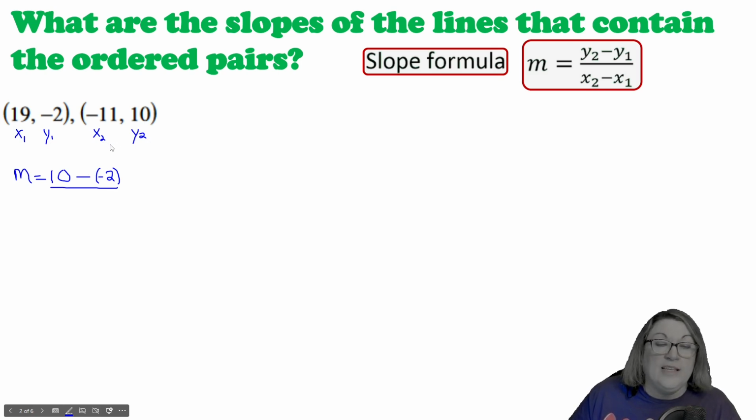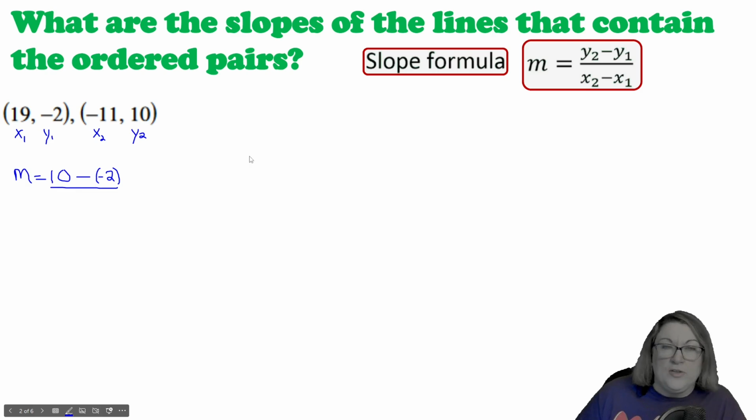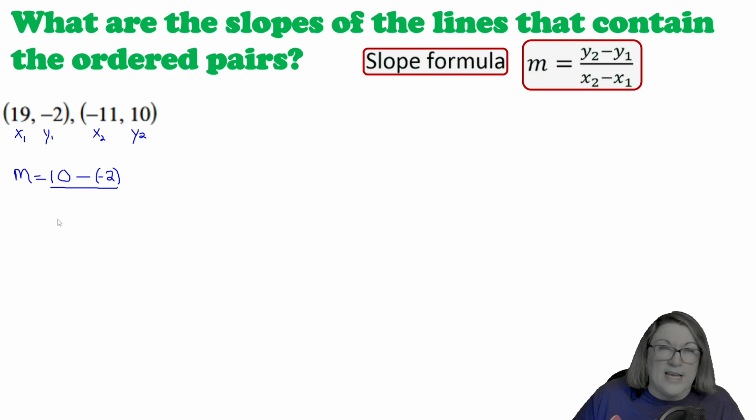Now we're going to do the same thing with our second x minus our first x. Next time I do this, maybe I'll do different colors for the y's and the x's. That might make it a little easier to see. So the -11 is our second x, so that goes first. And again, the formula says to subtract, so we're going to subtract. And then the first x is 19.